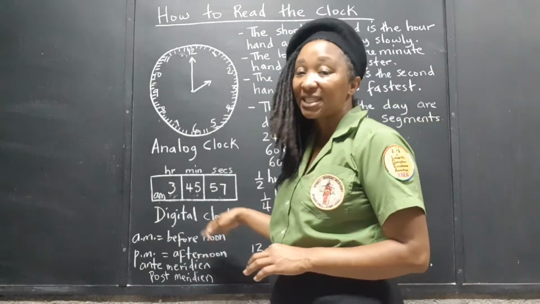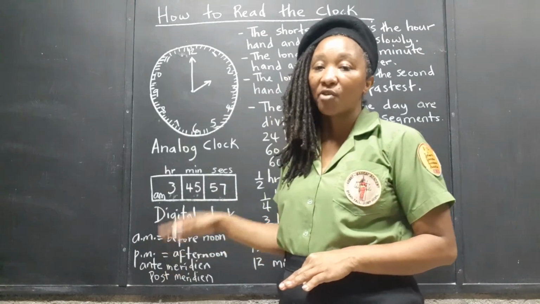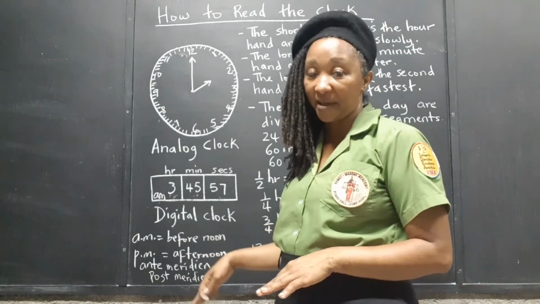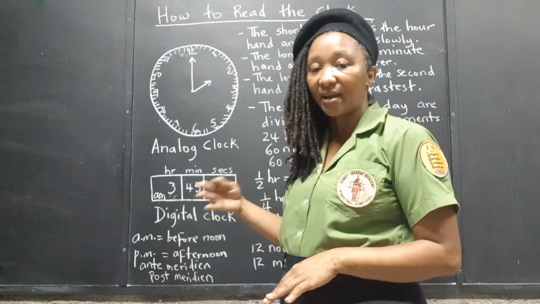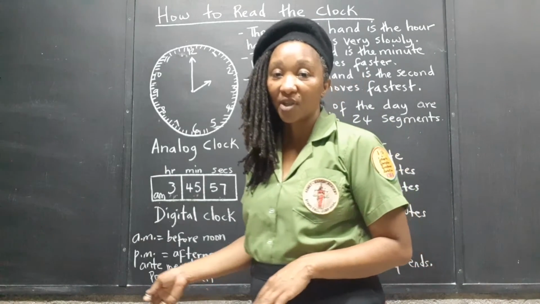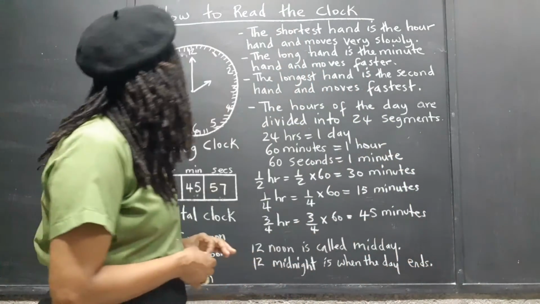But if we want to be specific, from 1 second after midnight up until noon, it's AM. 1 second after midday up until midnight, it's PM. Okay? So let's continue now.